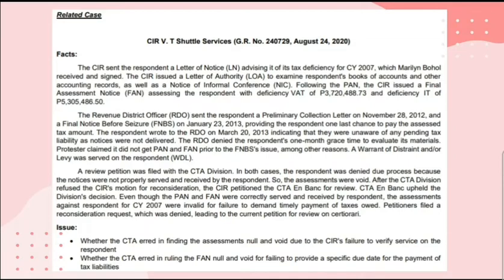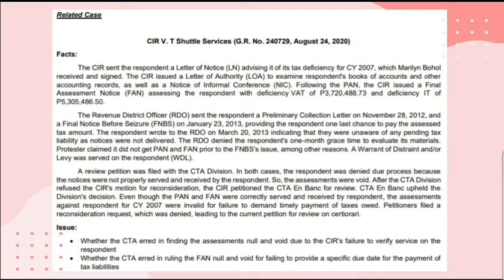6,485,579 and 49 cents. Then on July 20, 2010, the Commissioner of Internal Revenue issued a final assessment notice assessing respondent with the deficiency of value-added tax in the amount of 3,720,488 and 73 cents, and deficiency income tax in the amount of 5,305,486 and 50 cents.